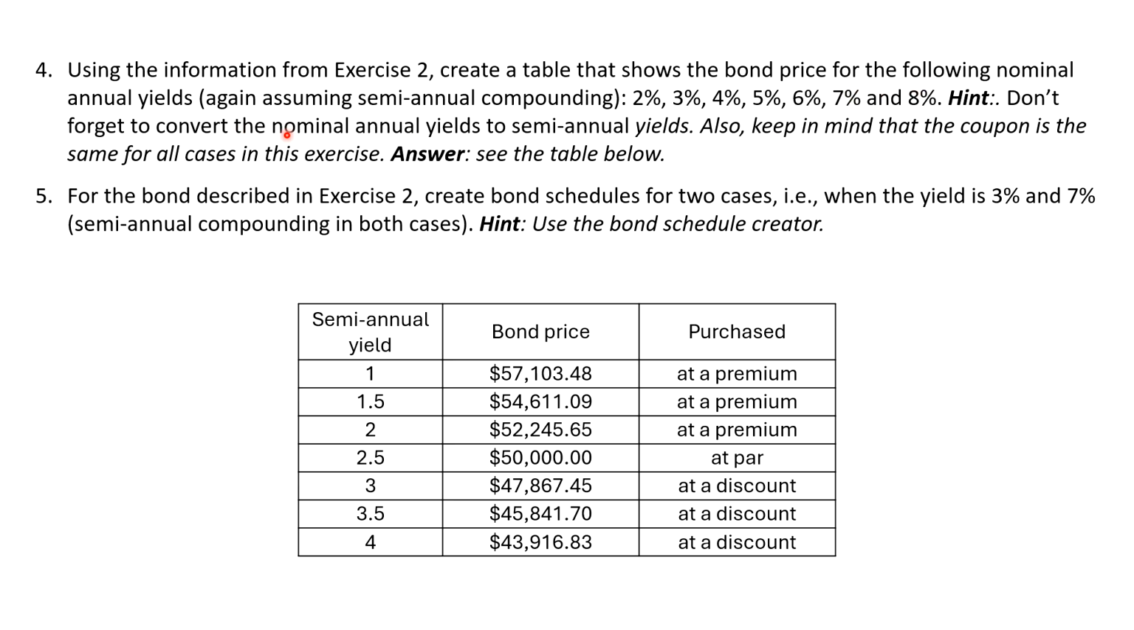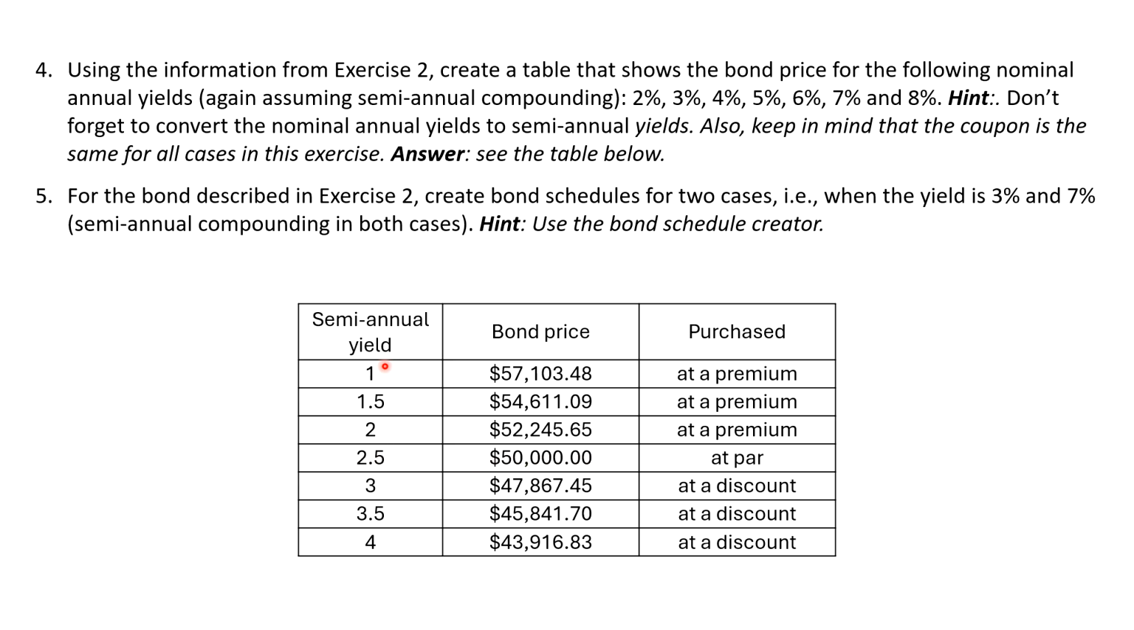Don't forget to convert the nominal annual yields to semi-annual yields. Also keep in mind that the coupon is the same for all cases in this exercise. Okay, and I actually gave you the answer down here. So this is where the yield and the coupon rate are the same, so you would get the 50,000.